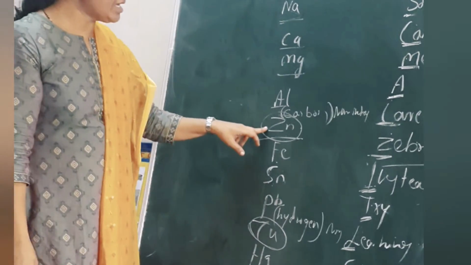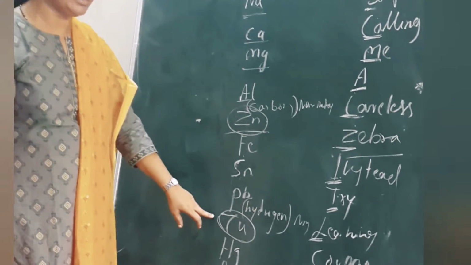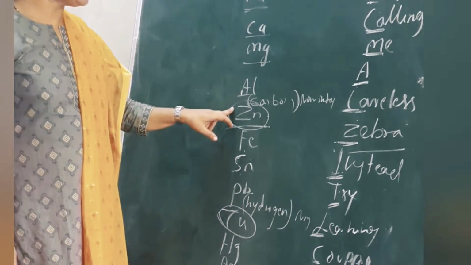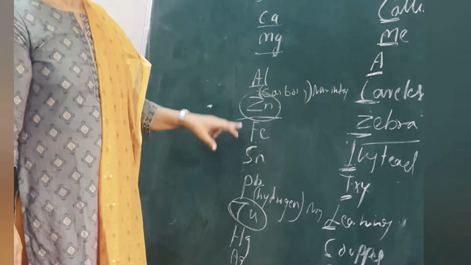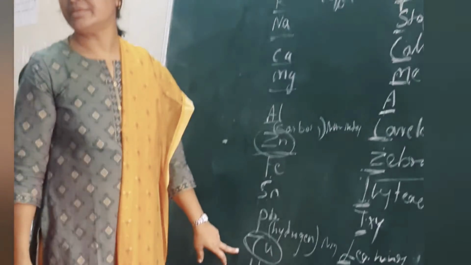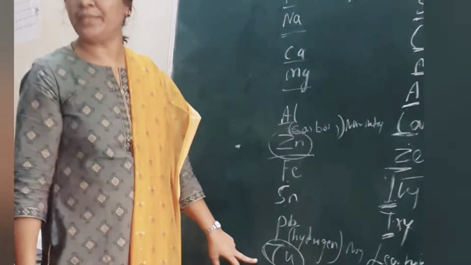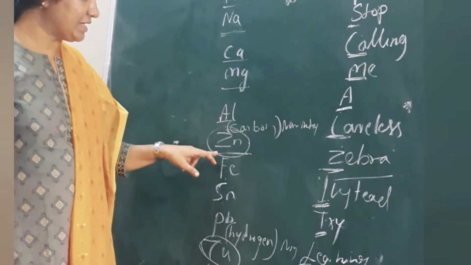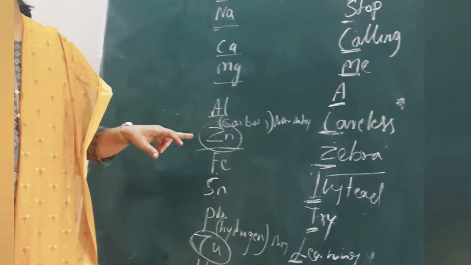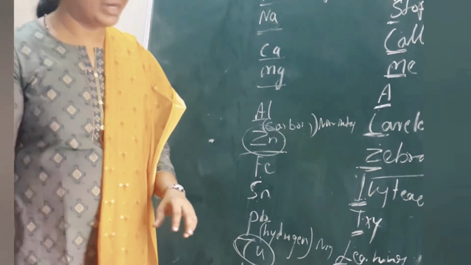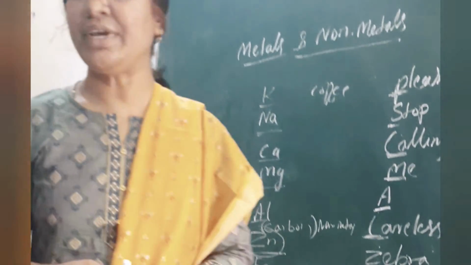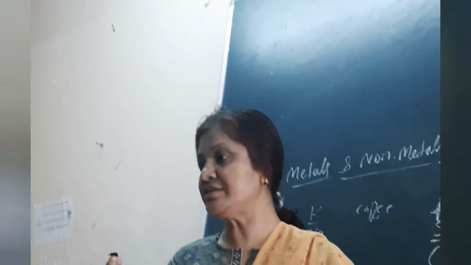So zinc is more reactive than the copper, right? Yes, ma'am. So zinc replaces copper. Hence, the color of the zinc metal changes because the zinc started moving towards the copper sulfate. This is how. So we can see that the zinc has converted into blackish color, right?